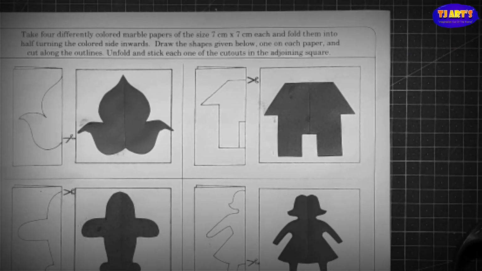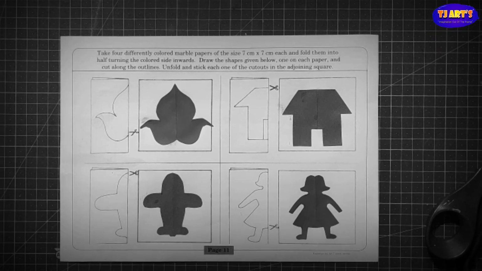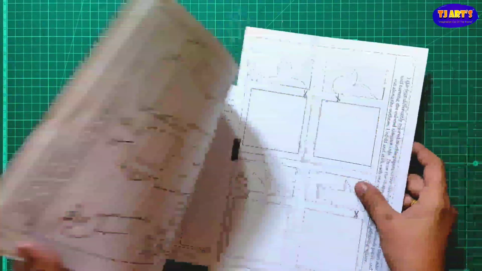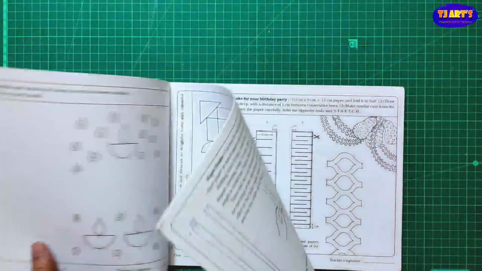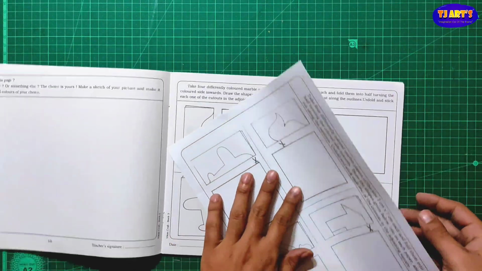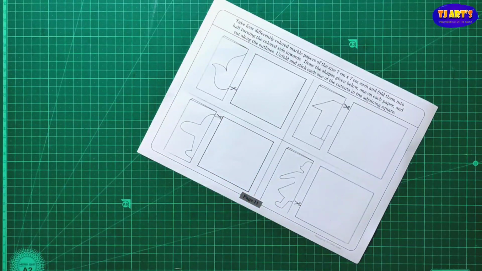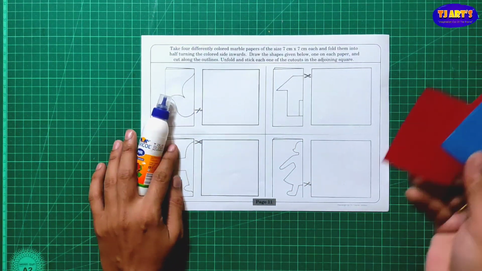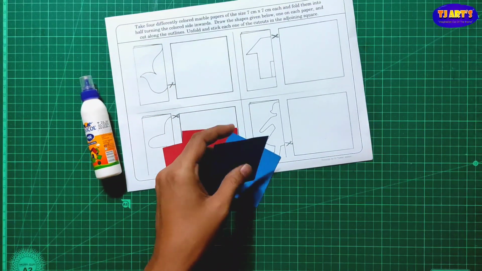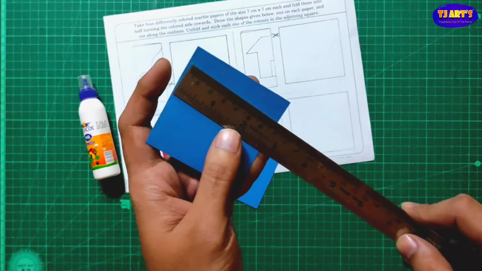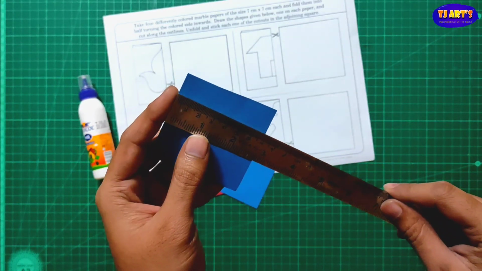To solve page number 11 from Vikas NavNeet class 3. As you can see, there is some drawing given. We have to make cutouts from papers, then stick them there. For this we require 4 square papers, of size 7 centimeter by 7 centimeter.